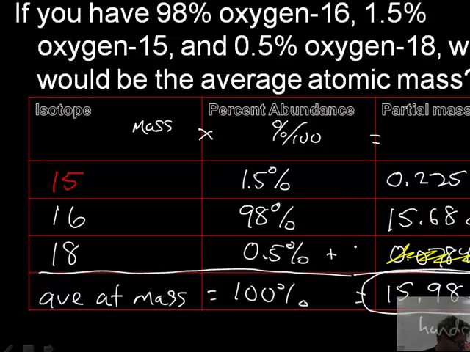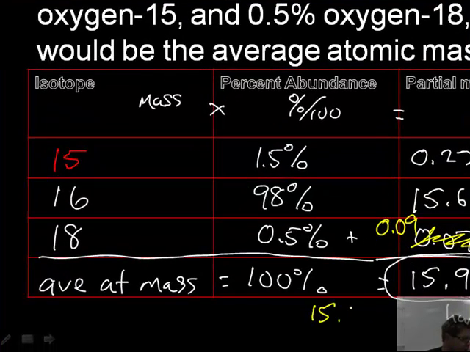9 divided by 100, which equals 0.09. And you add that to 15.68 plus 0.225, and we should get an answer of 15.995 AMU.